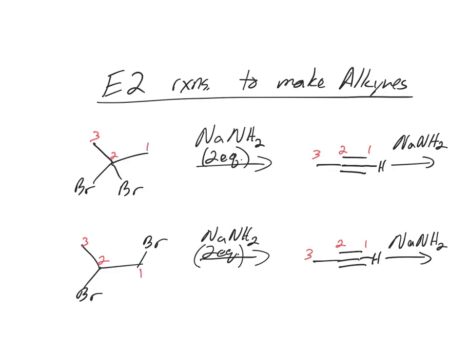So the byproducts of these are going to be these bromines, because this is really Na plus, NH2 minus. The bromines are going to form a salt. And there will be 2 NaBrs in both these cases. And the other byproduct is NH3 gas. NH3 gas is the other byproduct.